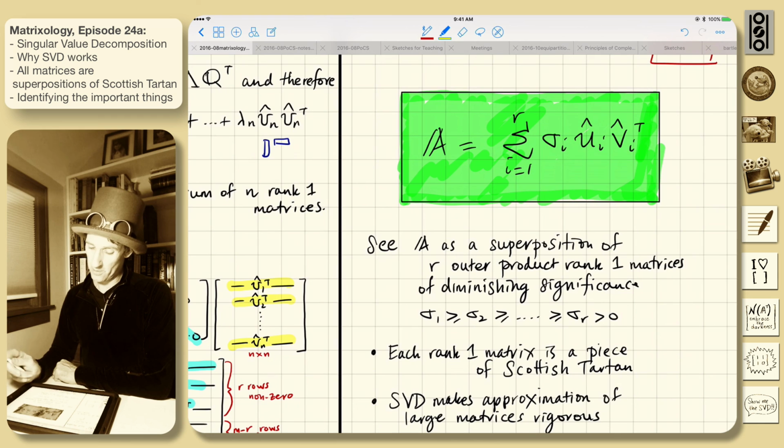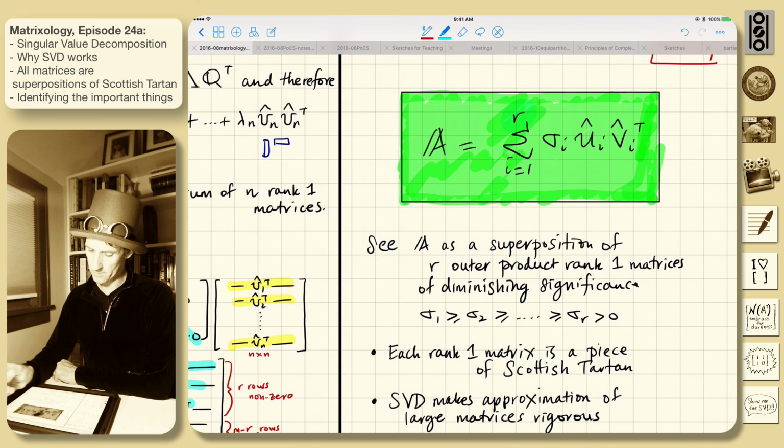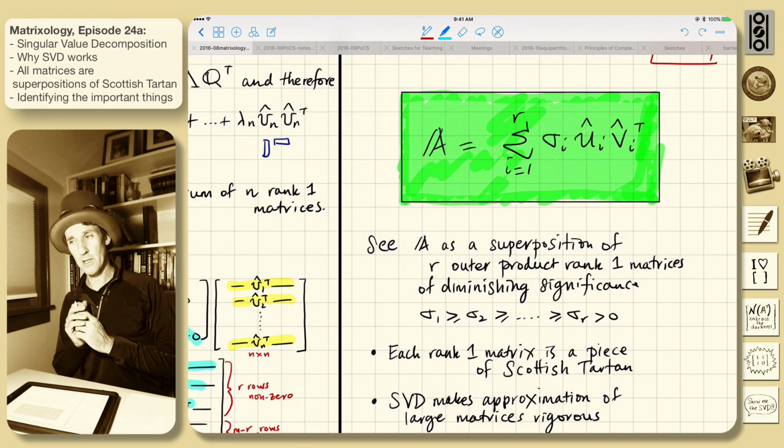That's pretty weird. And so this is the same story, just written as a summation. There are only R of these things, that's this piece here. Each one has a weight, sigma I, and there's this U I, V I outer product structure. So this is an odd thing: this can be done for every A.